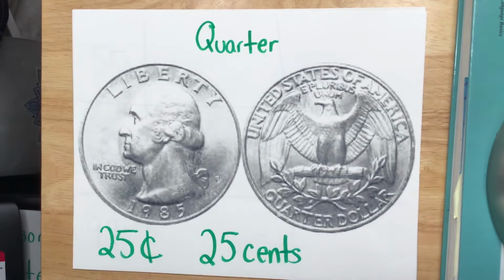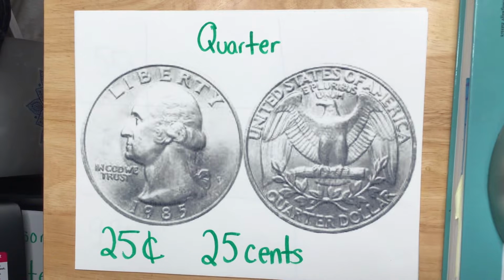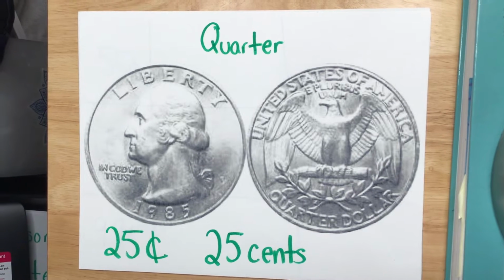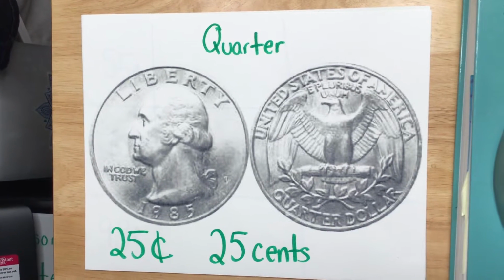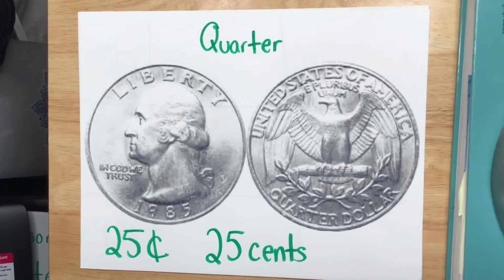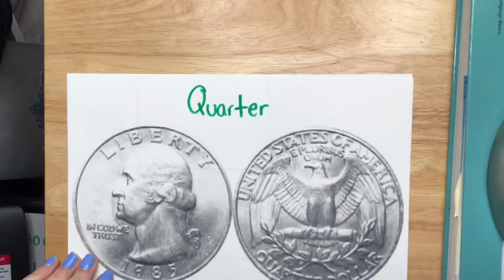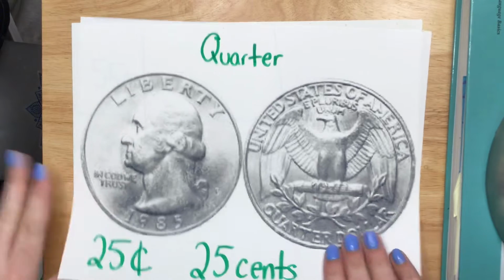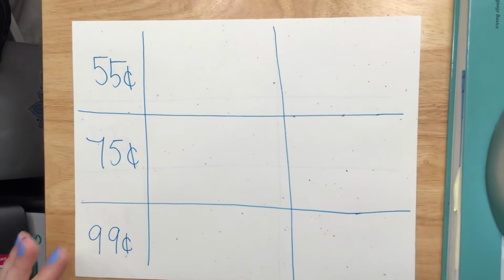And then we have the quarter. The quarter, my friends, is worth 25 cents, and it is the biggest coin that we have out of the penny, nickel, dime. Quarter is the biggest, and it's worth 25 cents. So today, my friends, we're going to be talking about how we can show different amounts in different ways.